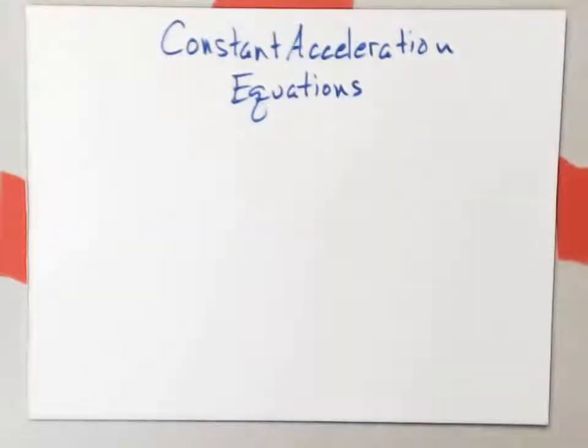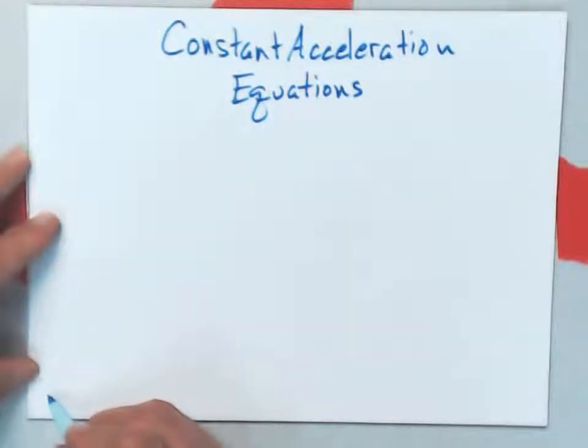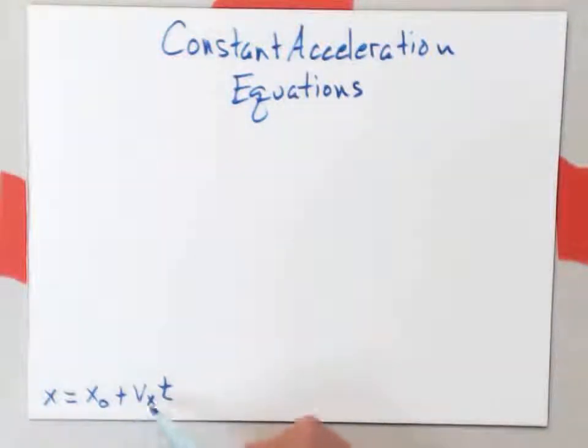There's a set of constant acceleration equations that we'll find very useful. We'll use them throughout the year in this course in various ways, just as the equation that we developed yesterday for constant velocity is useful in certain situations. The constant velocity equation looked like this: x equals x naught plus v sub x times t. And that's a nice handy equation when we have constant velocity.